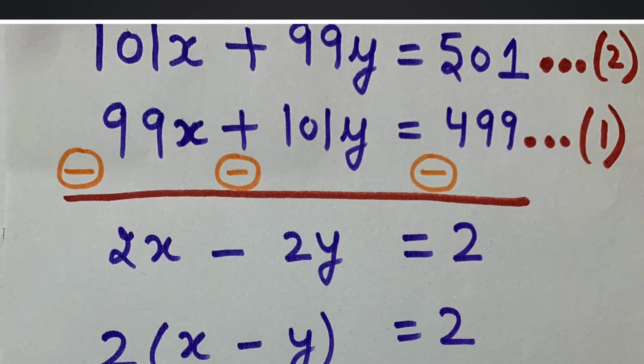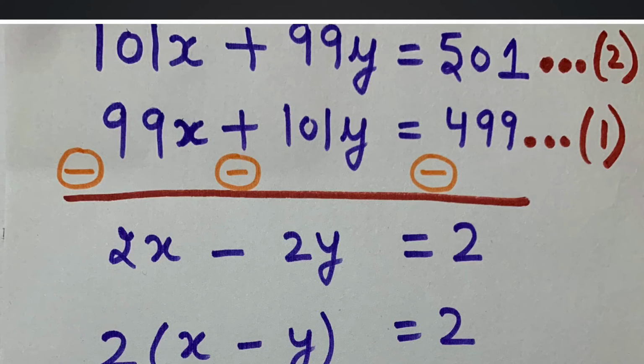You can subtract equation 1 and 2, but I am subtracting here equation 2nd and equation 1 because in equation number 2nd 501 is greater than 499. Now for subtraction I will have to change the signs of second equation. So plus 99x will become minus 99x, plus 101y will become minus 101y, plus 499 will become minus 499.